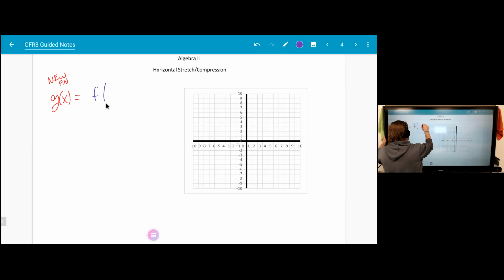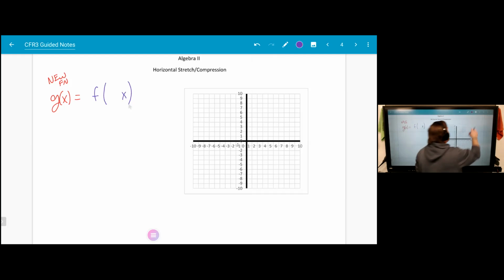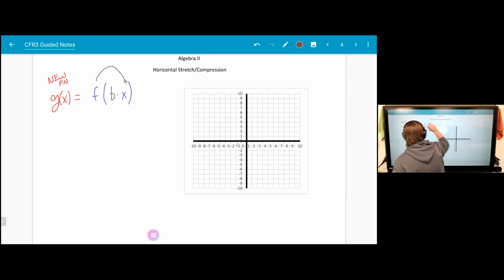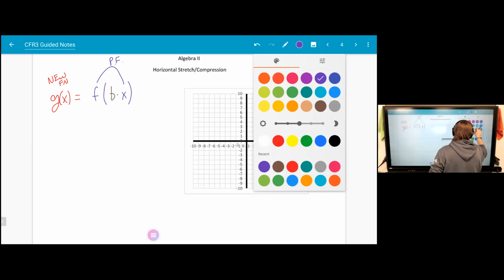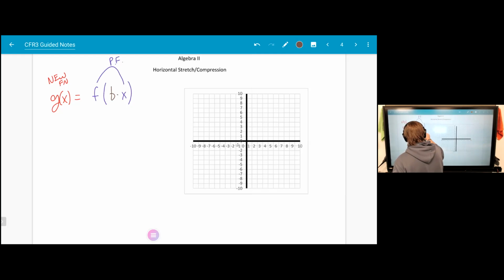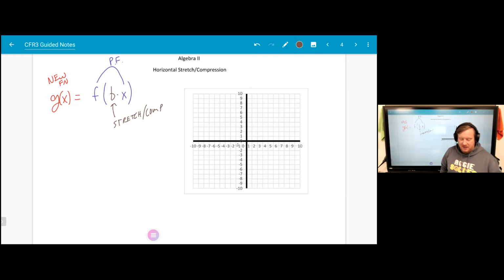So this looks like f of something times x, and that something times x is b. I'm going to call it b because why not? Again, the f of x part is my parent function. And this b value is my stretch or compression value.